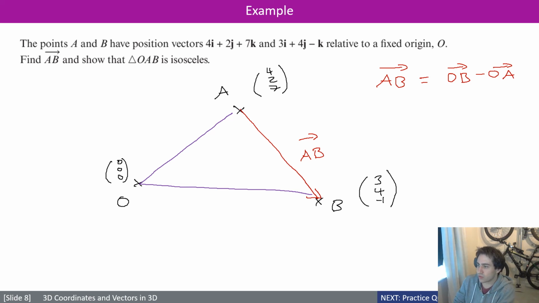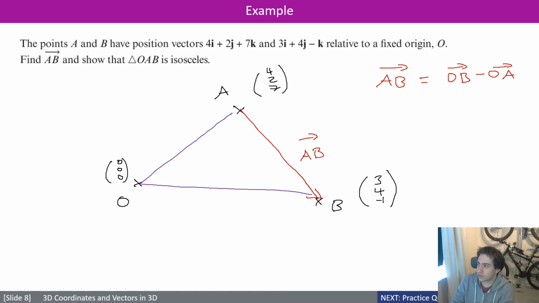But just to remind you of the logic, it's the same as with 2D. A to B, is there an alternate path? Yes, there is. I can go from A to O, from O to B. A to O is the same as minus O to A, hence the minus O to A here. O to B is that O to B there. I add them together, and I get my A to B.